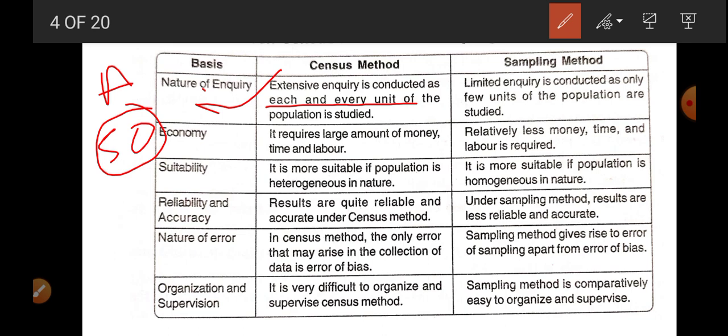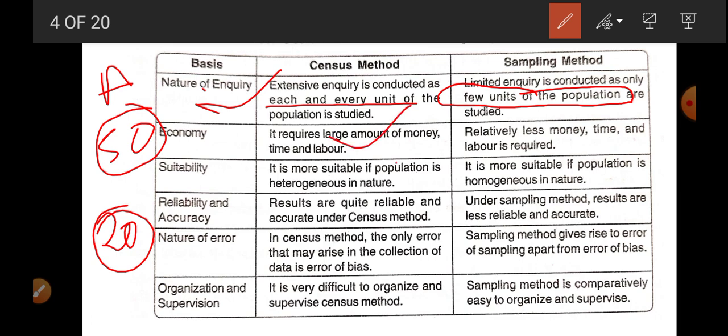What is the sampling method? Here, the investigator connects only to a few people. So if from the 50, I'm going to connect 20, this is the sampling method. Now economy. The census method requires a large amount of money, time and labor. The sampling method requires less.